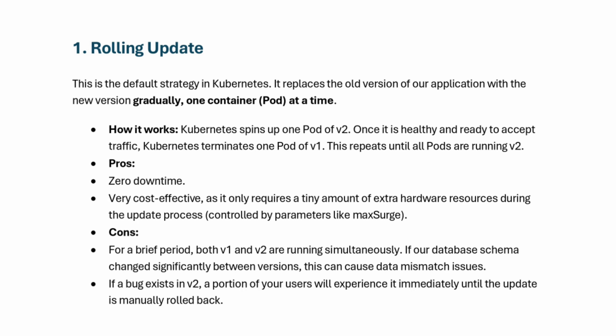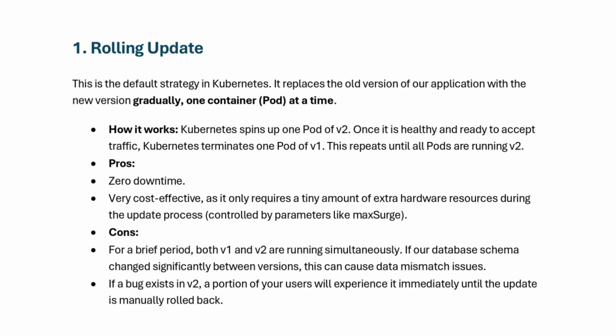In rolling update, the pros are that it is zero downtime or near zero downtime, and it is very cost effective as it doesn't require much hardware, only a tiny amount of extra hardware resources during the update process, which is controlled by parameters like max surge, that is controlled by us. And the cons or disadvantages are that for a brief period, both version 1 and version 2 are running simultaneously, meaning during a rolling update, version 1 pods are replaced by version 2 one by one, and it can be a slow or fast process depending on how many pods are running.